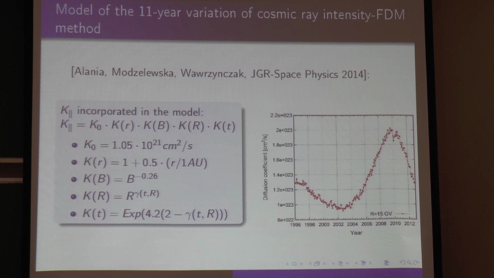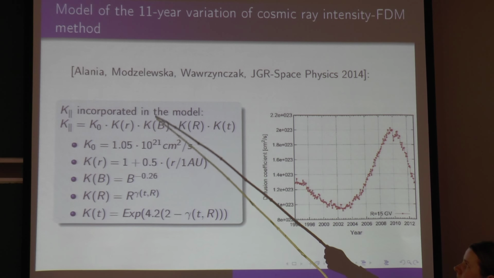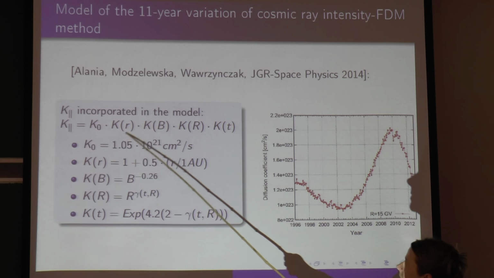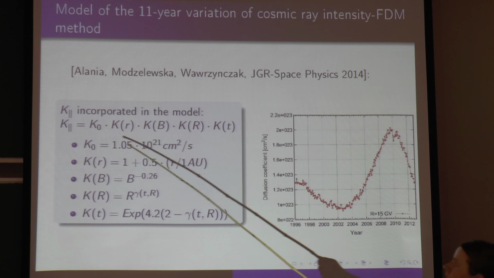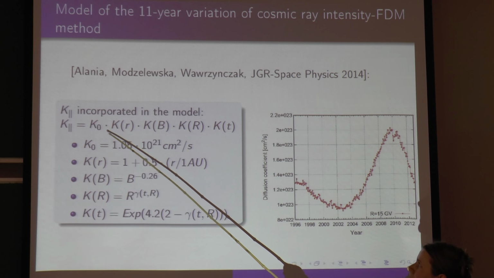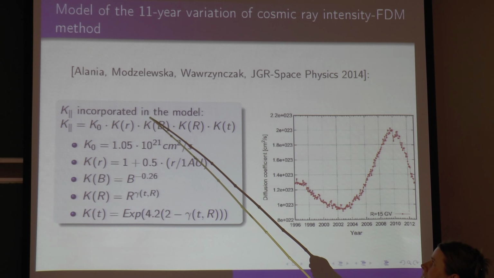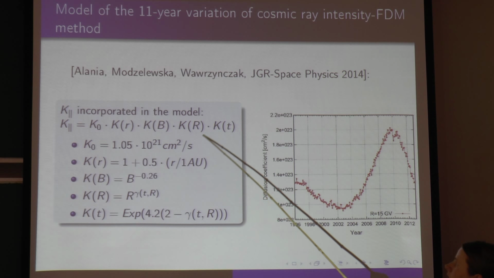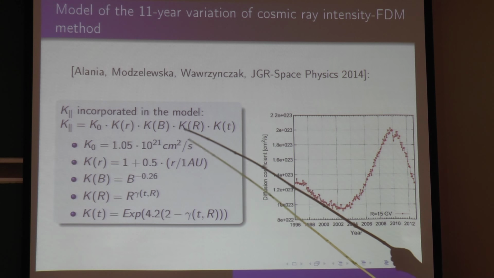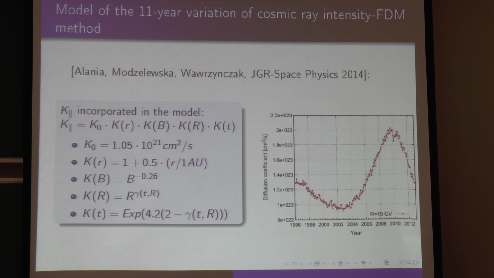And some results. This is the paper published last year. We tried to model the 11-year variation of cosmic ray intensity from 1996 up to 2012, and we assume this kind of diffusion coefficient in this modeling. This parallel diffusion coefficient depends on radial distance, magnetic field, magnetic rigidity, and time. These dependencies are taken from observations.